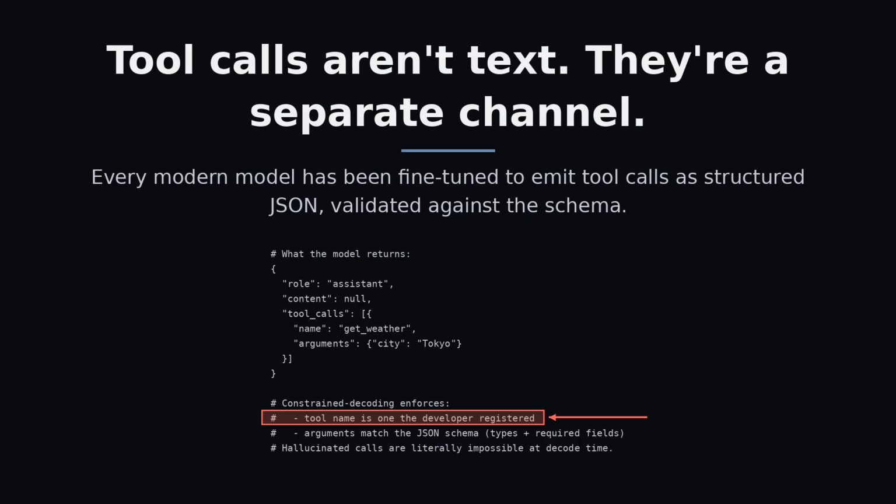Second, at decode time, providers apply something called constrained or structured decoding. The model still generates token by token, but the set of legal next tokens is restricted to ones that produce a valid JSON object matching the registered tool's schema. The tool name has to be one the developer registered. The argument types have to match. Required fields have to be filled in. The model can decide to call the wrong tool. That's a planning mistake, but it literally can't emit a malformed call. Hallucinating the syntax is impossible by construction.